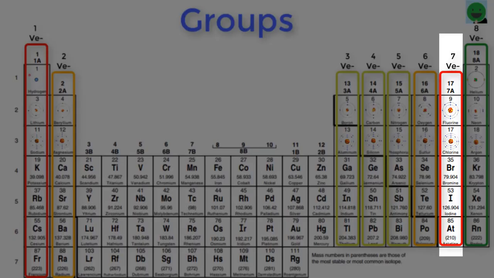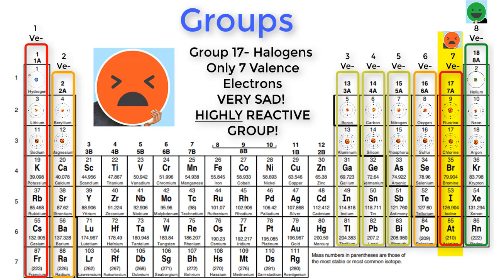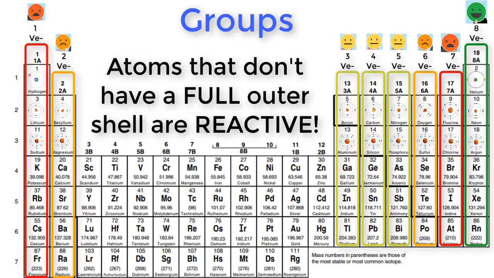The group right next to them is a completely different story. Group 17, known as the halogens, are super desperate to grab an electron from anything they can get close to. They only need one more, and it's driving them crazy. One of the most reactive elements in this group is chlorine. It would take an electron from your sweet old grandma if she got too close. Its desperation for happiness makes it a dangerous element to be around, so beware.